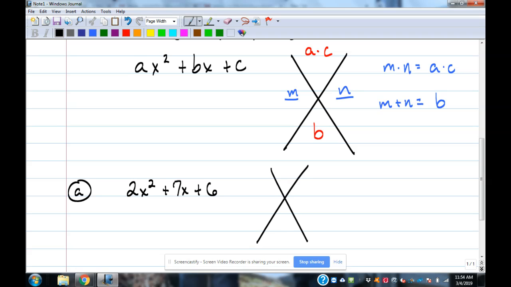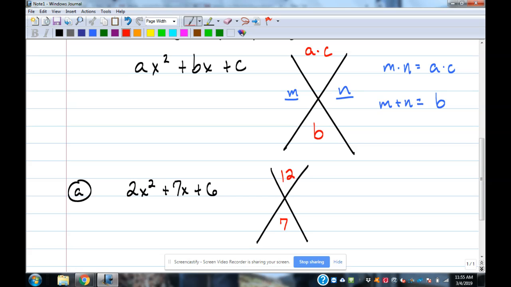Now, I'm going to set up my X. To get the number that goes on up top, what do we do? Multiply A and C. 2 and 6 multiplied together would be 12. So a 12 up top. What goes in the bottom? 7. It's always going to be the B. Whatever's in front of the plain x goes in the bottom. So we need 2 numbers that multiply to be 12 and add to be 7.